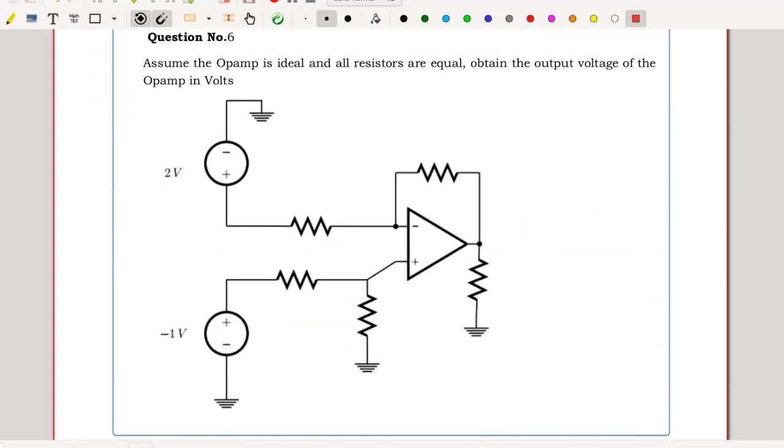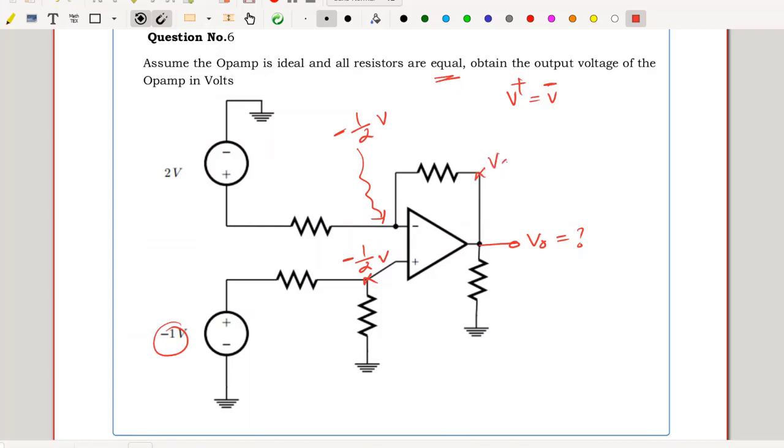Question number 6. Assume the op-amp is ideal and all resistors are equal. Obtain the output voltage of the op-amp in volts. This V out is to be identified. The op-amp is connected in negative feedback mode, hence V plus equal to V minus is valid. V plus can be easily identified. Minus 1 volt divides equally between equal resistors, which will give me minus 1 by 2 volts. That demands a V minus also at minus 1 by 2 volts.